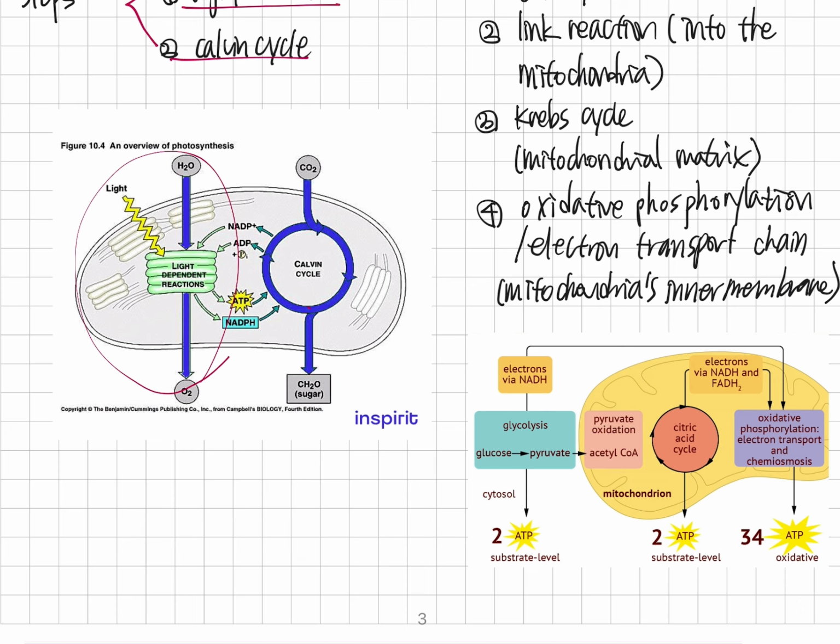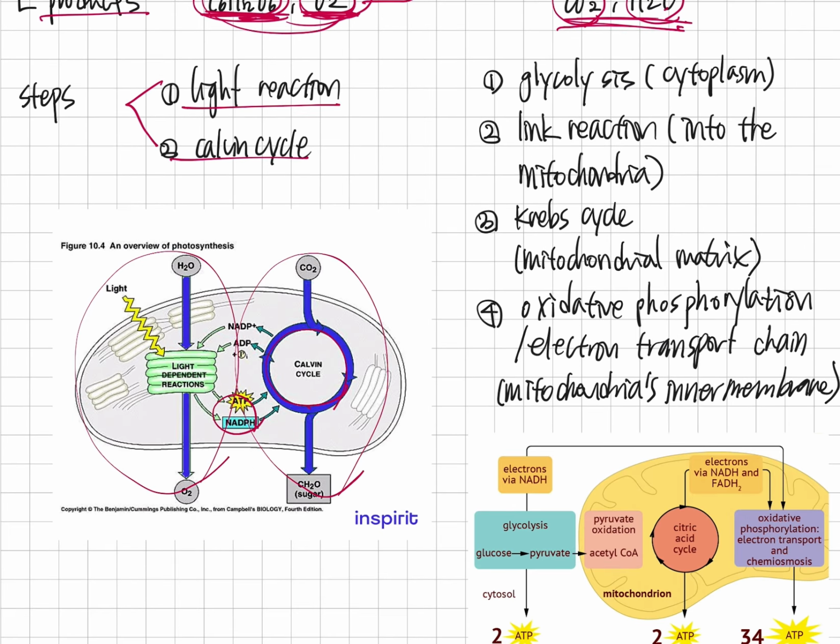So on this part, the light reaction happens, ATP and NADPH are produced, and they are used in the Calvin cycle, and from the Calvin cycle, glucose is produced. And that's basically how it happens.